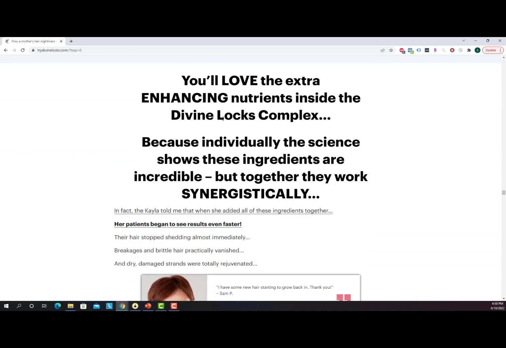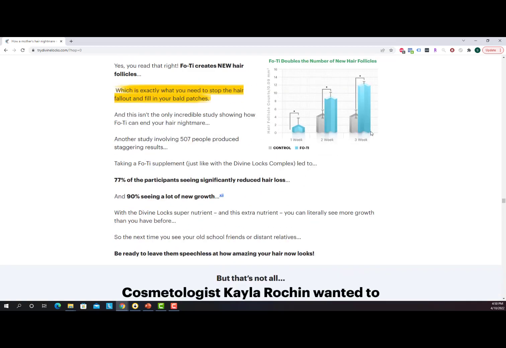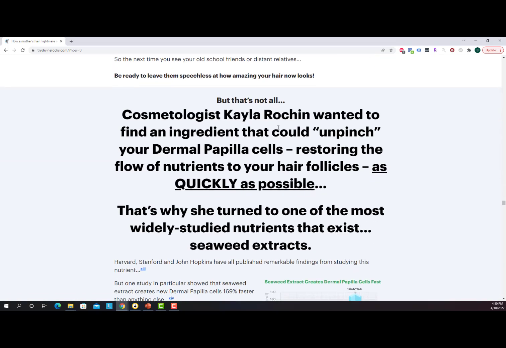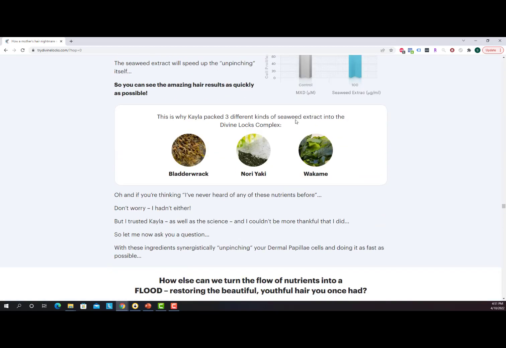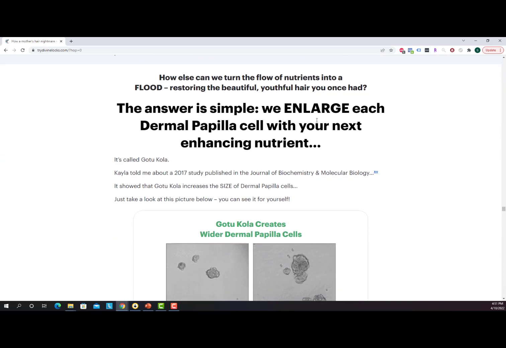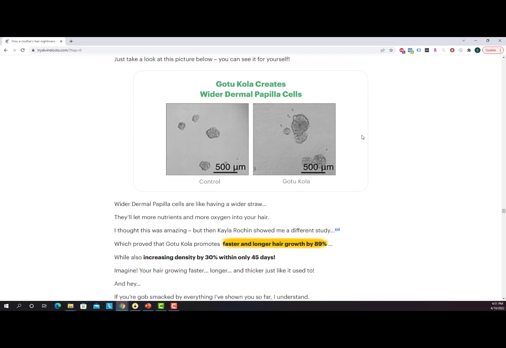Here are the benefits. As we scroll down, we get some more testimonials. Here's like the results you can get from the studies. You're talking about the unique mechanism behind the problem and the unique mechanism of the solution that helps unpinch those cells, restoring the flow of nutrients to your hair follicles as quickly as possible. Here are the supplements that you need to do that. We enlarge each dermal papilla cell with your next enhancing nutrient. It's called Gotu Kola. It creates wider dermal papilla cells.